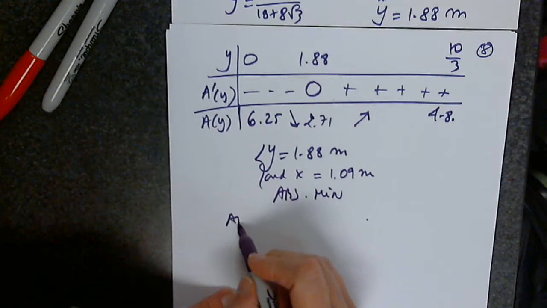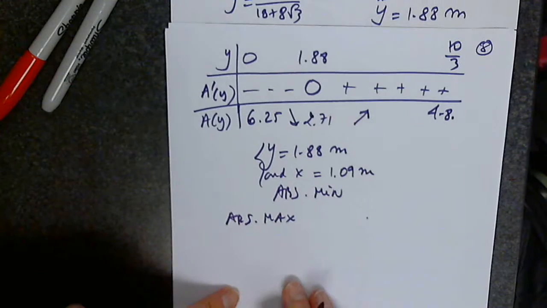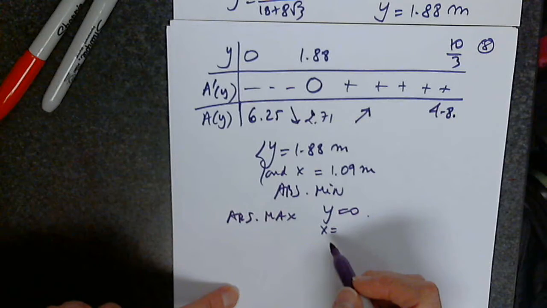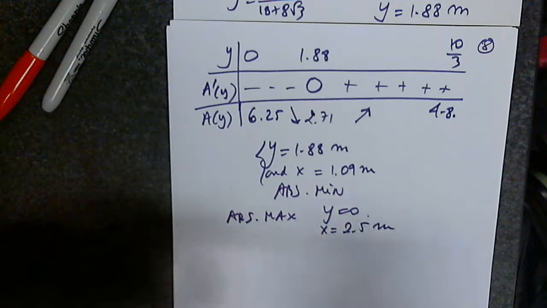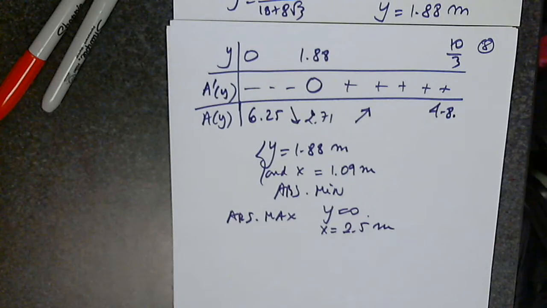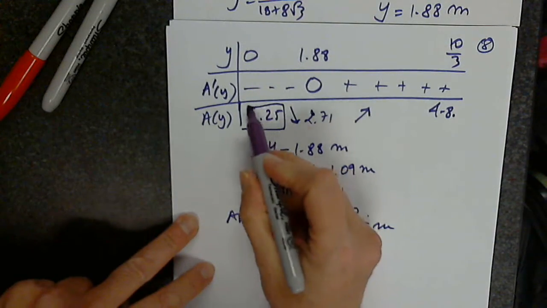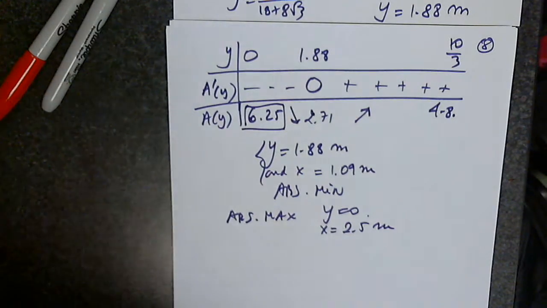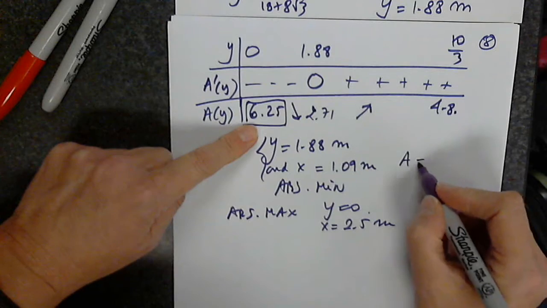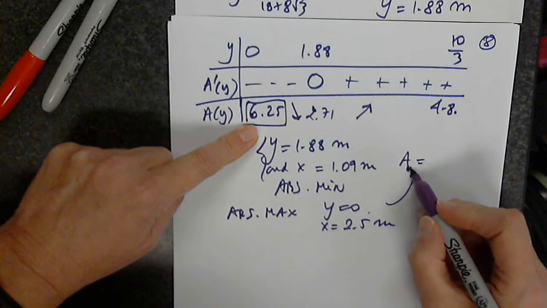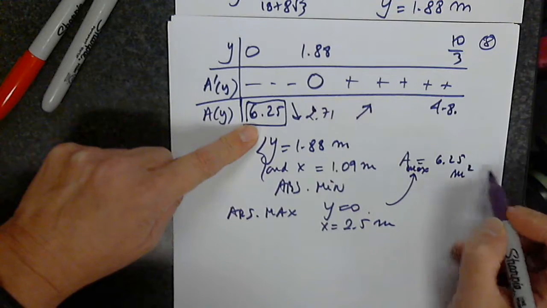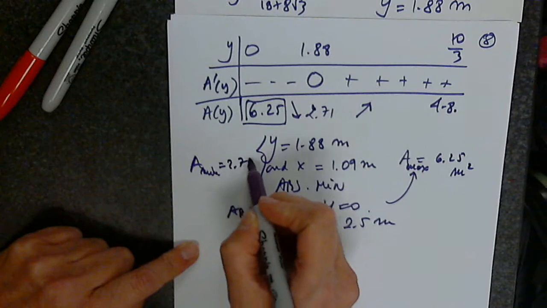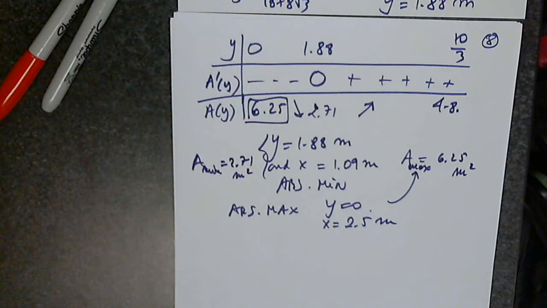And what is the absolute max? Indeed, when y is 0 and x is 10 divided by 4. And the absolute max is 6.25 square. What was the whole thing given in? Meters. Yeah, right. Of course. So the area maximum is 6.25 square meters, and here the absolute min, area min, is 2.71 square meters.